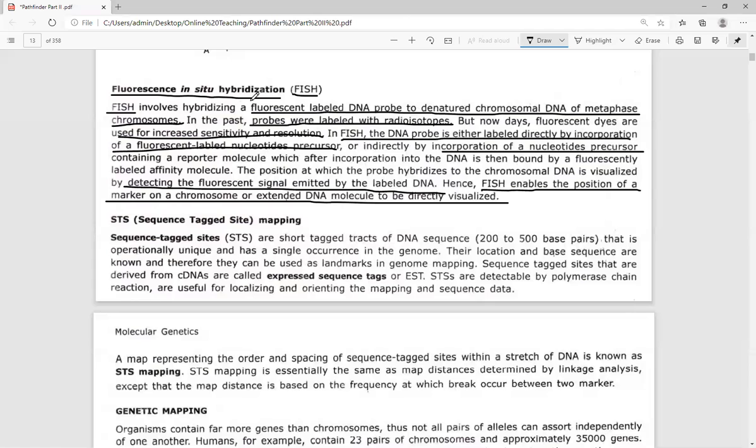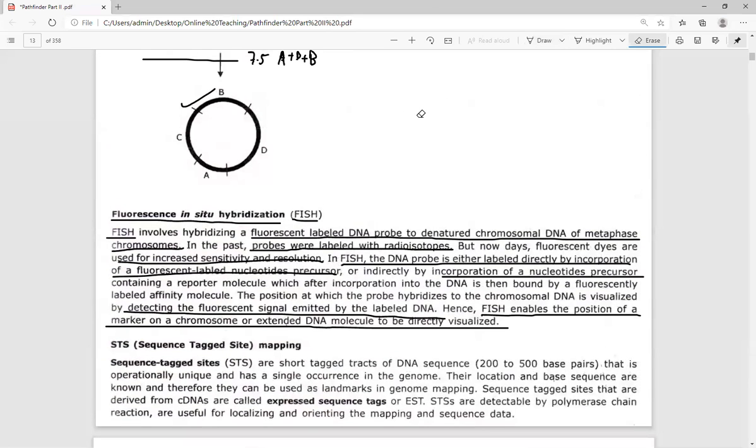So, in this fish, how is the chromosome going to appear? Sorry, improper diagram made. Just look at the diagram. This is a chromosome.